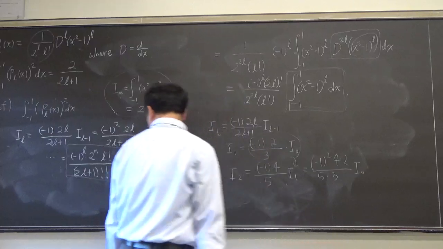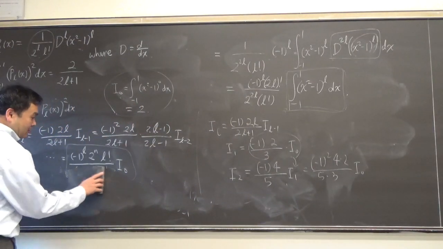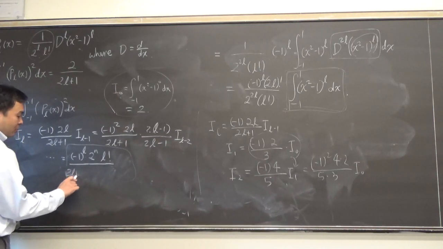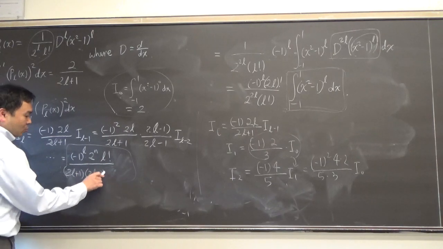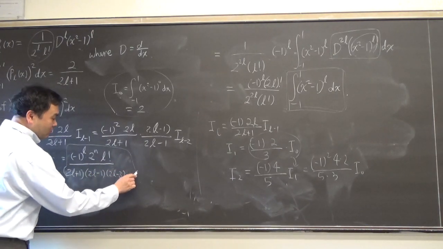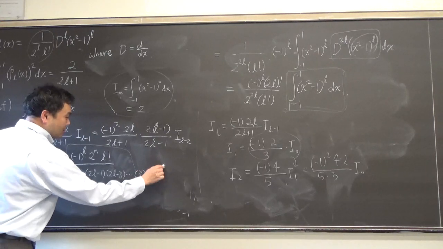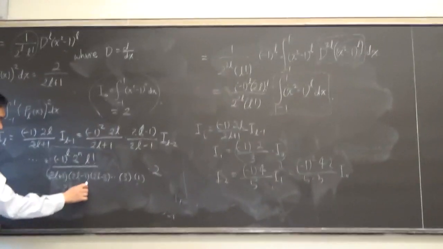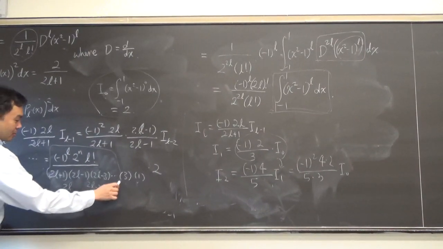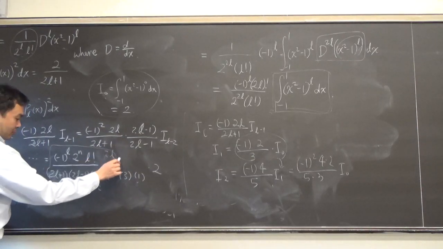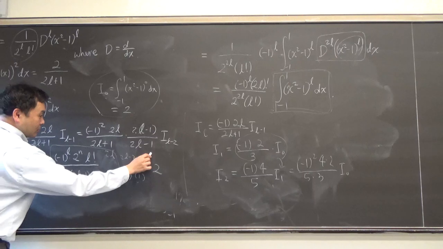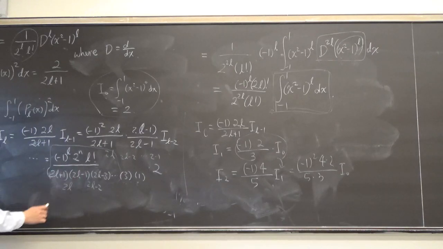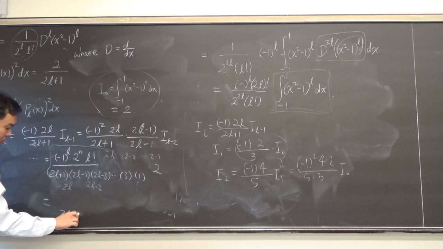The way we are going to do the work is by rewriting this. I have 2L plus 1 times 2L minus 1 times 2L minus 3, all the way up till 3 times 1. I_0 is 2. And then I'm going to stick in 2L here, 2L minus 2 here, everything here, top and bottom, down to 2 and 1, so that this denominator looks like 2L plus 1 factorial.